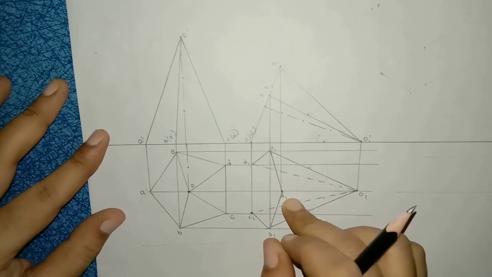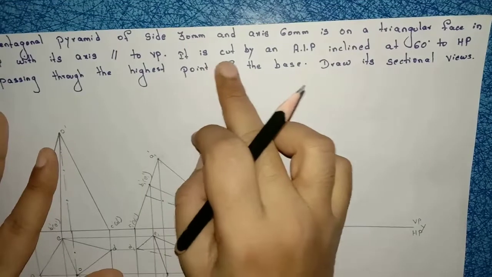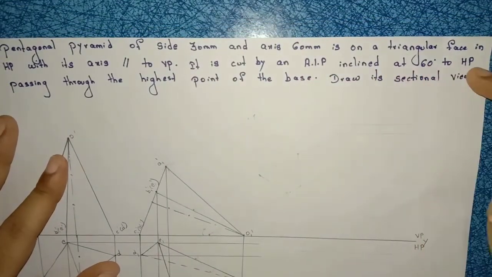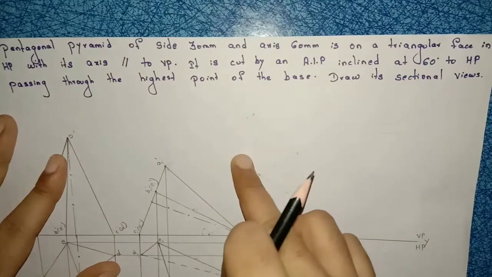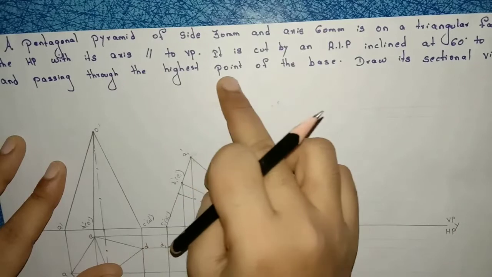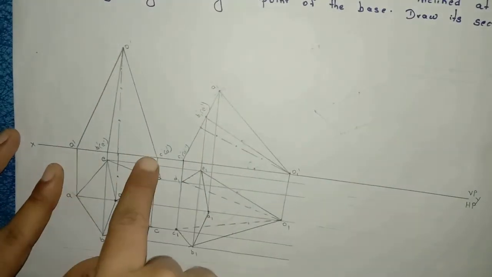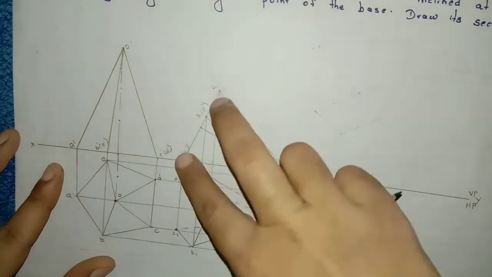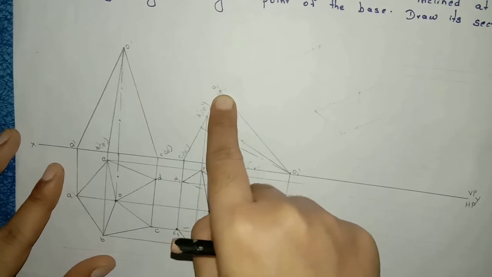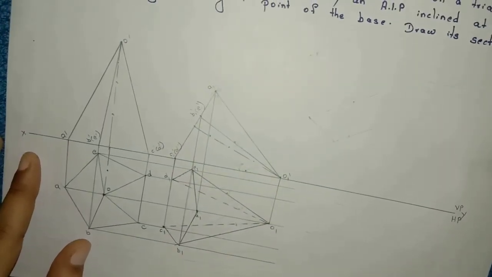Now you should construct the sectional plane. Where should we construct the sectional plane? It is cut by an auxiliary inclined plane, inclined at 60 degrees to HP. 60 degrees to HP means I should construct the sectional plane here, passing through the highest point of the base. Actually, this is the base. We are constructing the base here. Now this is your highest point of the base, right? Now what do we have to do? Place your protractor on that highest point.